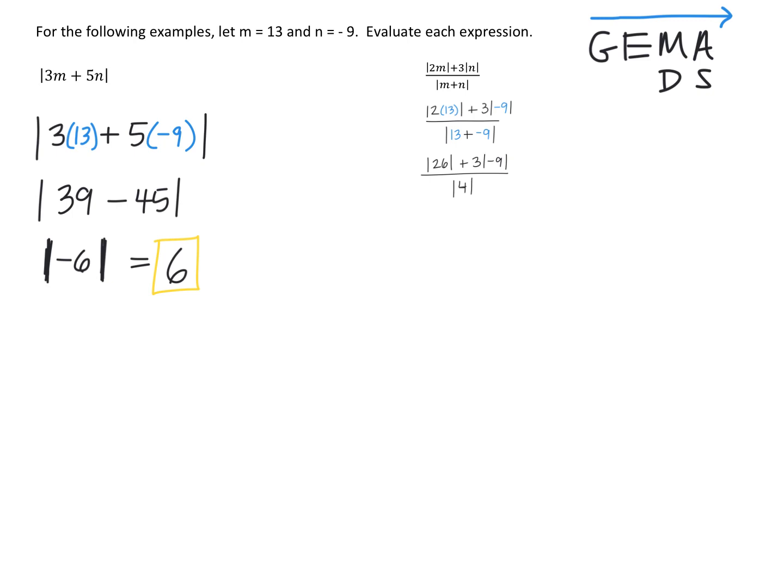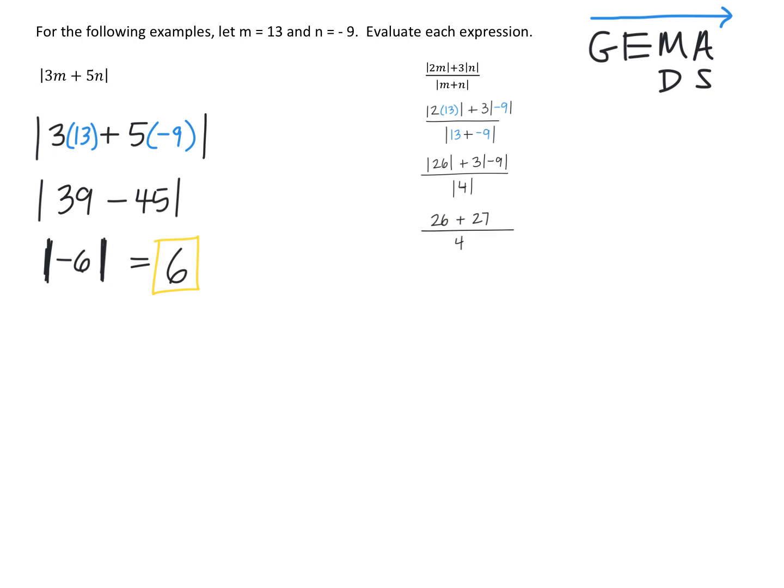Where absolute value is a distance from 0. So the absolute value of 26 is 26 spaces from 0. The absolute value of -9 is positive 9, so it would be 3 times 9, or 27. Positive 27, right? Because I'm talking about positive 9 spaces from 0. And the absolute value of 4 is 4.